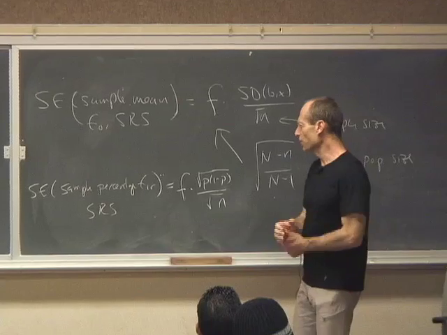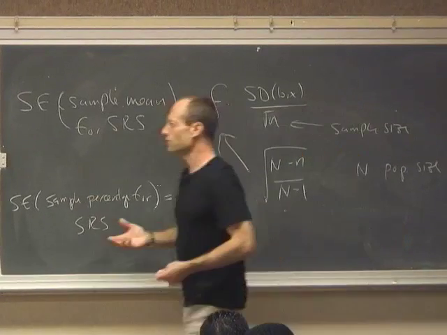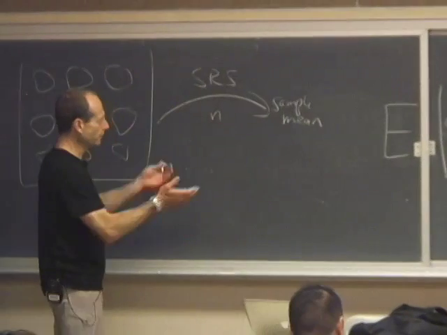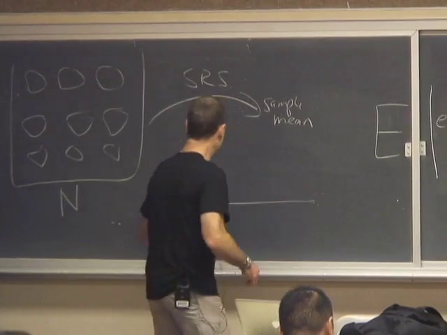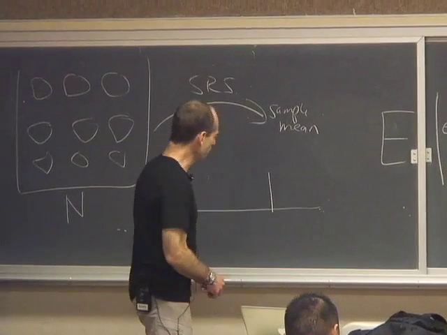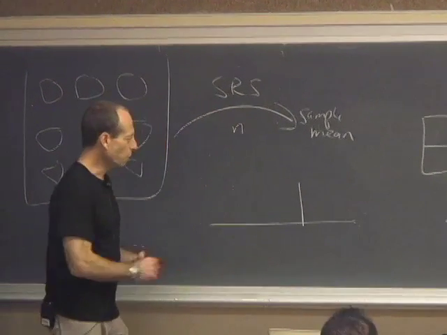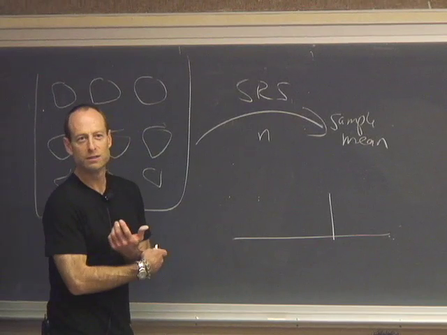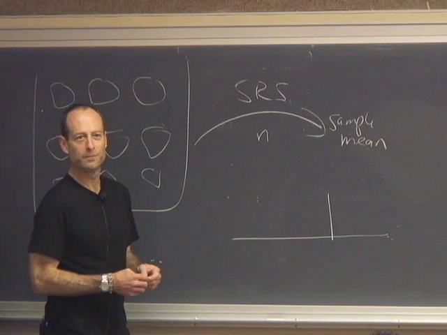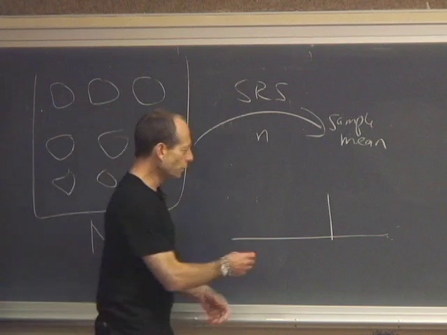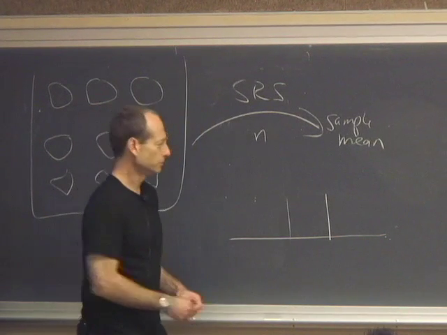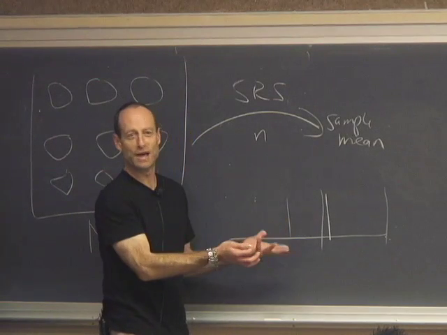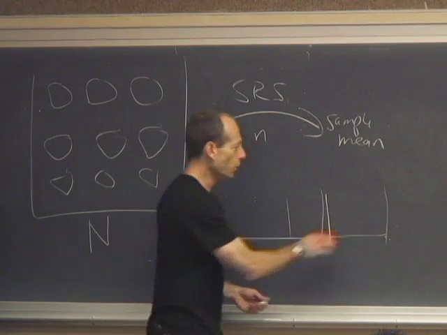Okay? So if we drew a simple random sample from a box of numbers and calculated the sample mean, we get some particular value. This is the sample mean. What does that tell us about the population mean? Could the population mean be here? Could it be here? Yeah. We don't know exactly what the population mean is. But what do we know?